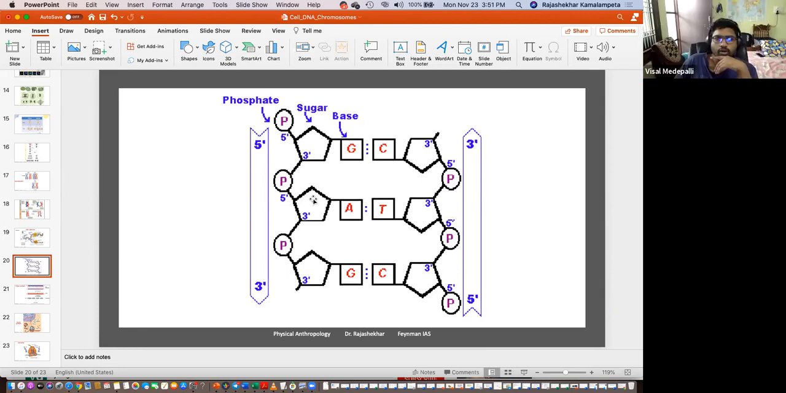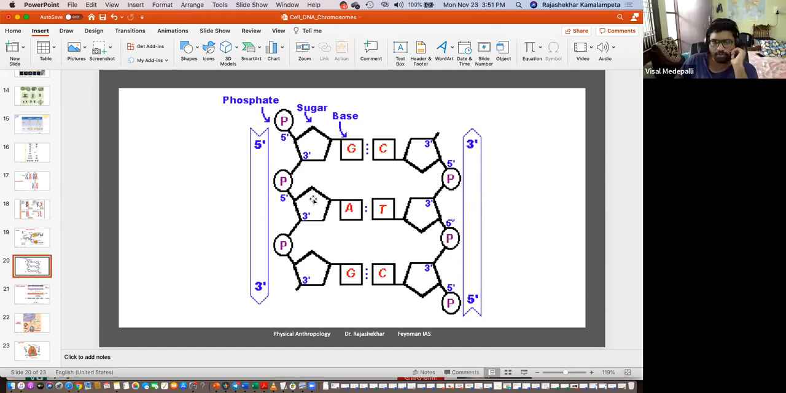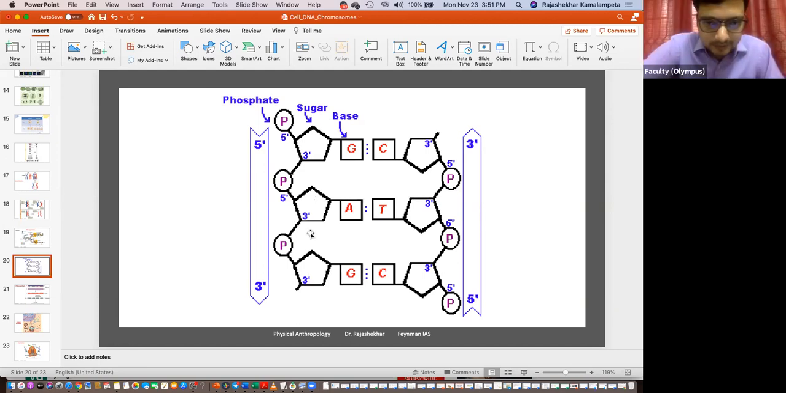So is the bond with the phosphate with the carbon or with the OH group? OH, not carbon. Carbon is here. Okay. To the carbon, we have functional groups. I don't know if you have any background in chemistry, a bit of chemistry. So it doesn't directly bond with C. It bonds with the functional group attached to it, which is the OH group.